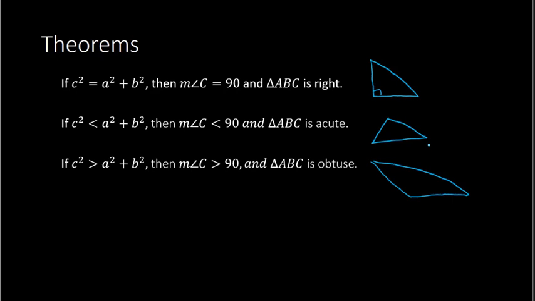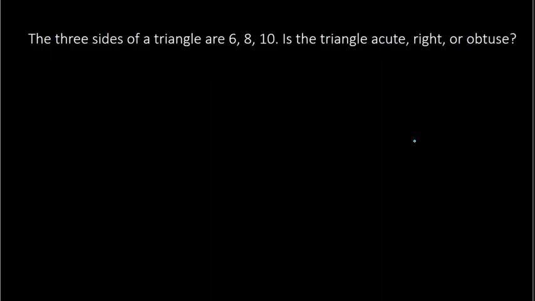All right, so in the next example, we are to determine what kind of triangle we have. So we are given the three sides of a triangle to be 6, 8, and 10. So remember, c, or the hypotenuse, will always be the longest side. So we can let c equal 10, and then a and b can be 6 and 8.